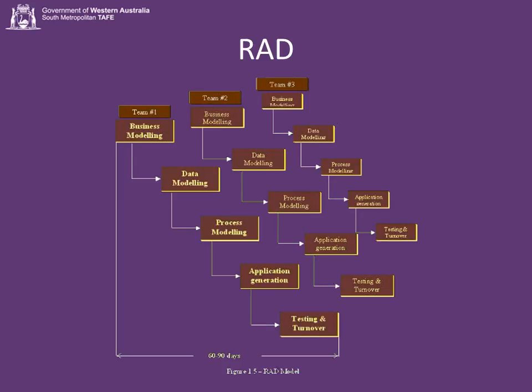Business modeling is used. This is used to define data objects needed for business. Process modeling. The data is used to create information and information flow. It creates what's called CRUD: create, read, update, delete. And that's used to keep this stuff up to date. Application generation. We convert the process models into actual code. And then testing and turnover. We're testing the components.